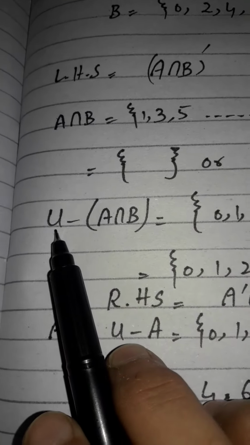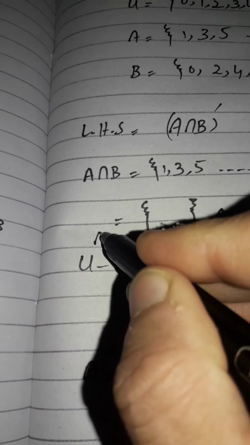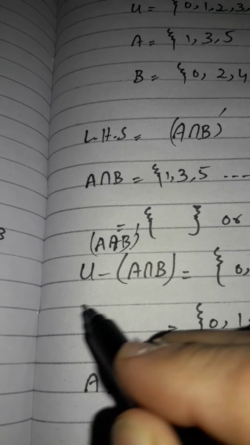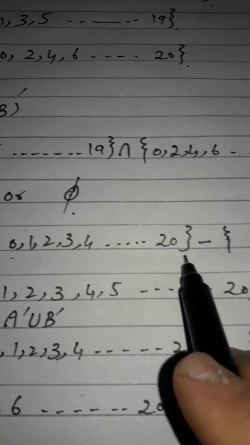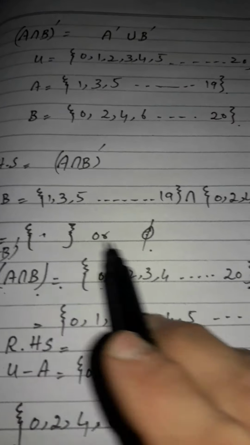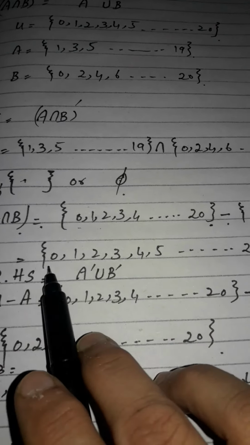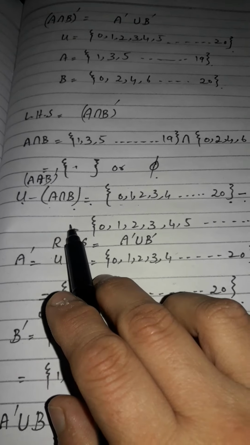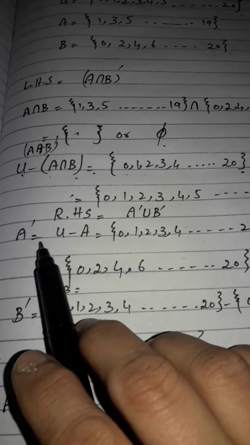So now the universal set minus the intersection should give the left hand side. A intersection B complement is equal to U minus A intersection B. This is the universal set minus, and this is the answer of A intersection B. Not a single element is there, so all these elements are the answer. So now this is the answer of the left hand side. Now we will find the answer of the right hand side, A complement.